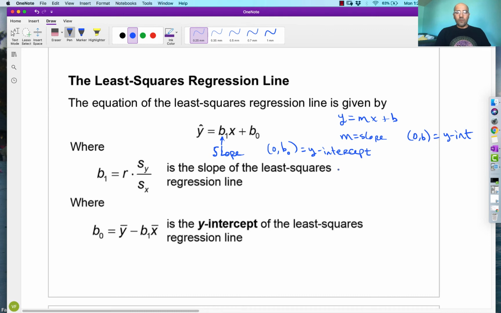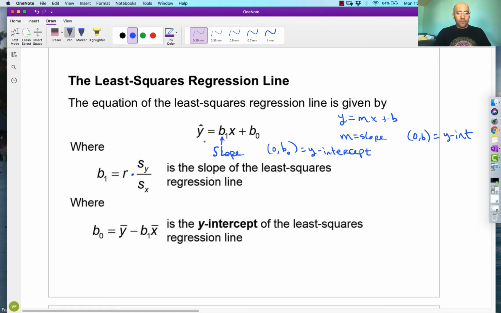Here are the formulas for them. In algebra, when we're working with this, the m was equal to y sub 2 minus y sub 1 over x sub 2 minus x sub 1, all that stuff. Not here. Here, the slope of the least squares regression line is equal to this: we need to find the sample standard deviation of the y-coordinates divided by the sample standard deviation of the x-coordinates, and then multiply it by r. Remember, r is the correlation coefficient that we calculated at the beginning of this video. That'll help us find b sub 1, the slope.